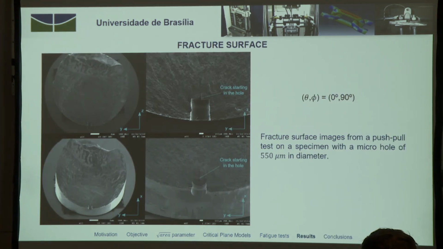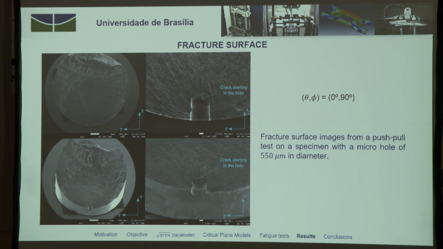Finally, some fracture surfaces of the specimens we tested. This one is for push-pull tests, only uniaxial.